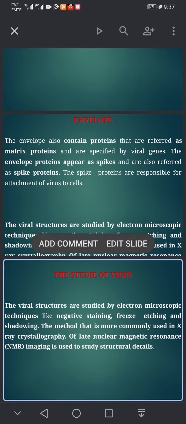Then the last slide, I will talk about how we study viruses. Viruses are very small in size, so we will need an electron microscope or X-ray crystallography in order to see the detailed structures of viruses.